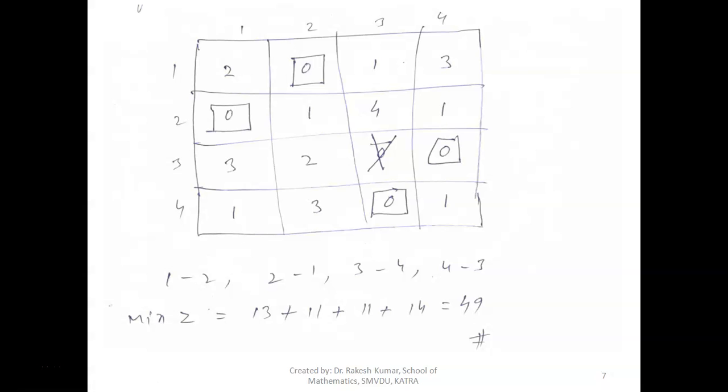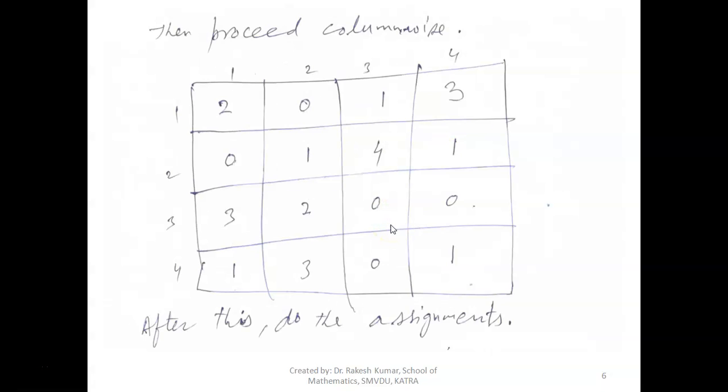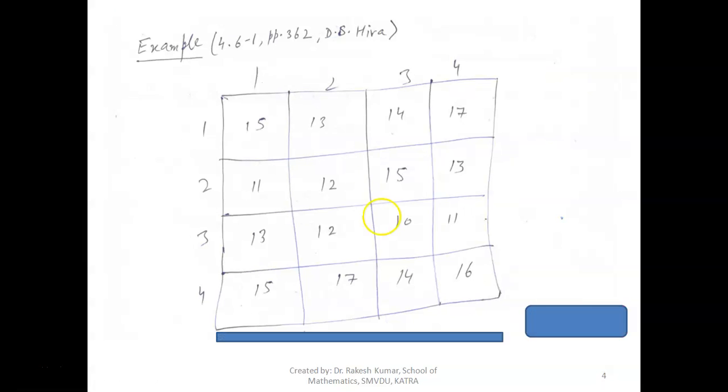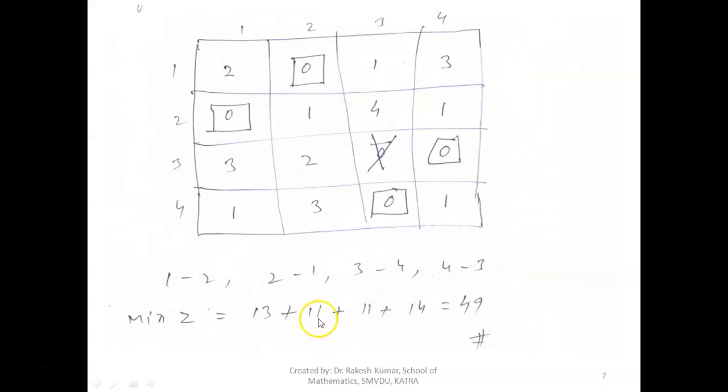Okay, how is it obtained? I just added the costs available in these cells in the original table. Here the cost here, cost here, cost here, and cost here. Now let's go back to the original table. Here it is 13 plus 11 plus 12 plus 14, like this. So you can see 13, 11, 11, 14. Adding all this gives me 49. So this is my answer. This is my total minimum assignment cost.